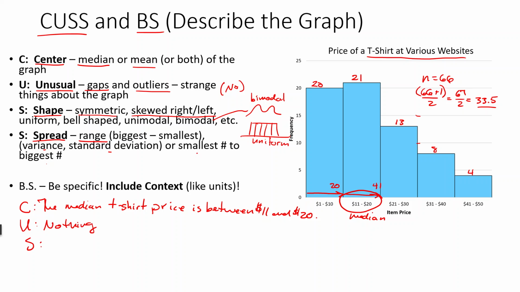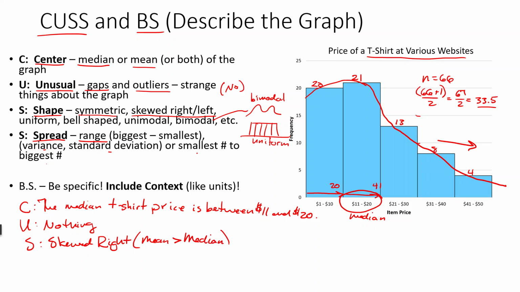For the shape, it goes up here. Here's our median right in there, and then it drops and has this tail off towards the right. So we can say that is skewed right. And then I'm just going to make a note that the mean is greater than the median because of that tail. And finally, the spread.